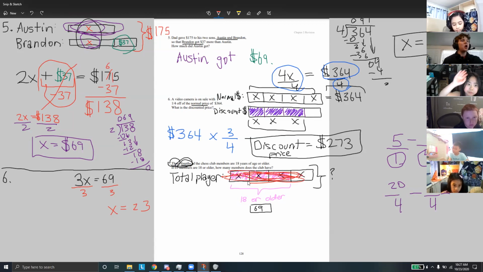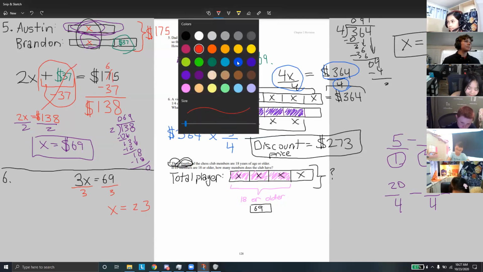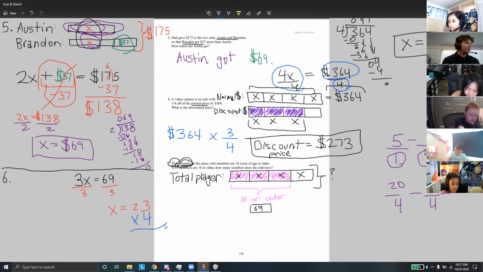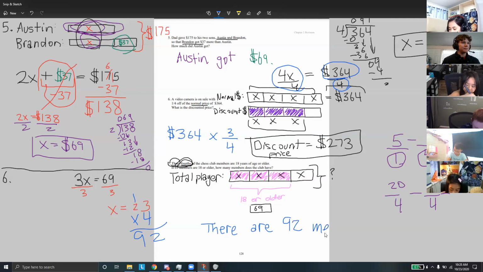All 4, yes. So if one box is 23, 4 boxes would be 4 times that. 4 times 3 is 12. 4 times 2 is 8 plus 1 is 9. Great. So our answer, I'm just going to write 92 members. This is the total amount in the chess club. There are 92 members in the chess club.